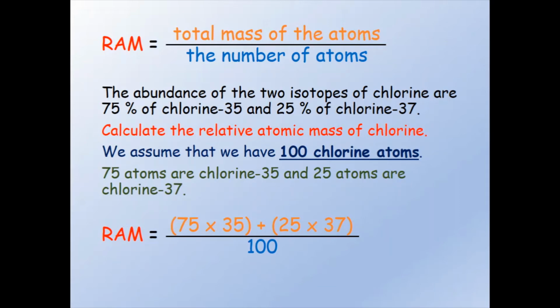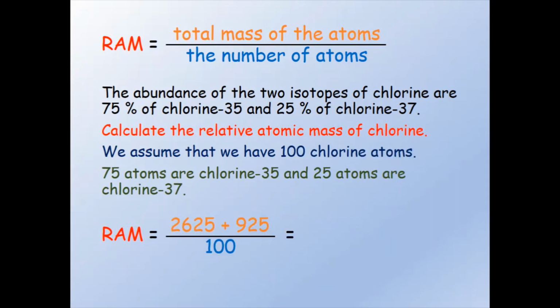Now we can start calculating. So we get, if we times together the numbers in the brackets, 2625 plus 925 divided by 100. This is 3550 divided by 100, and this gives us a relative atomic mass for chlorine of 35.5.